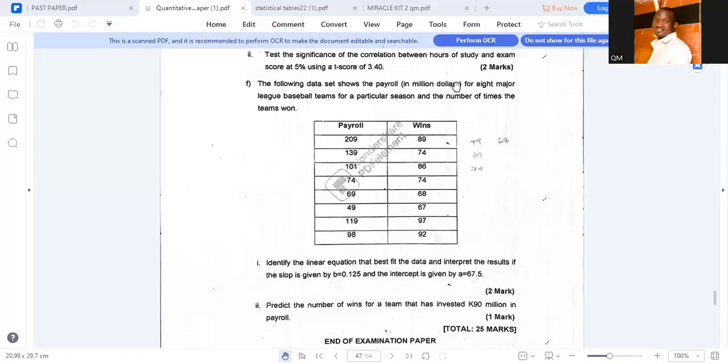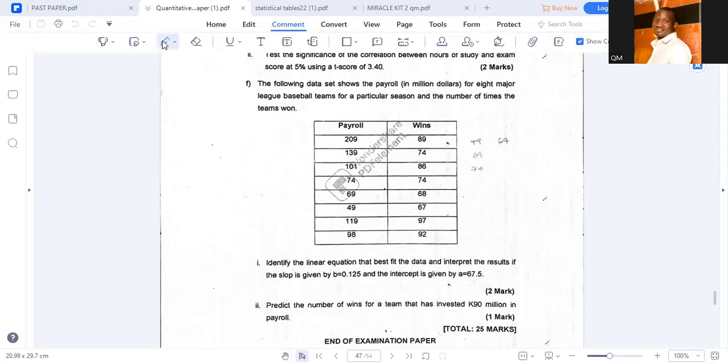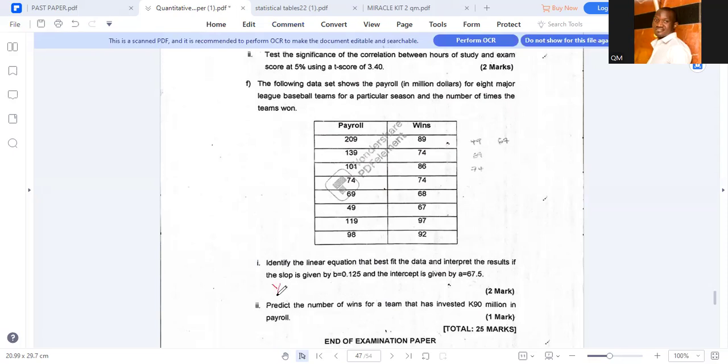So here we've been given a payroll in dollars. Okay, there's a payroll and the wins. So the data has been given to spoon feed you here. These are the results. Your B is 0.125 and your A is given by that. So what is the linear equation? Surely, this is a free mark. We're given a and b. So y is equal to what? A plus bx. What is our a? 67.5. And what is our b? 0.125. Good. Then you just put an x at the end. Free marks here to write the regression equation. You don't even need to do the long cut I was doing because they've given you the answers.